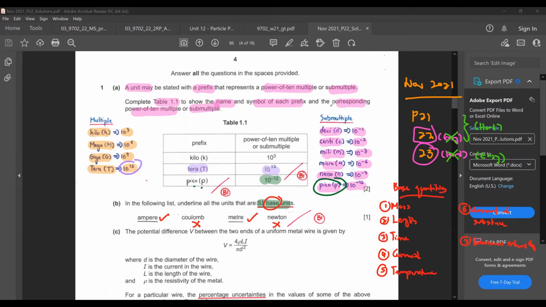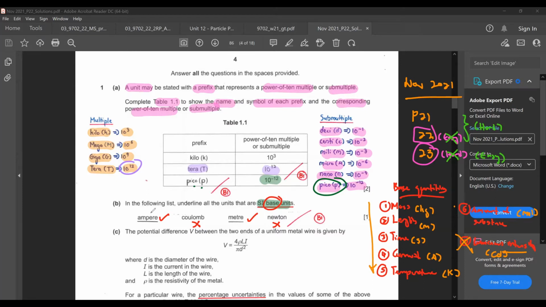So all these are your base quantities, but when it comes to the units, mass is kg, length is meter, time is second, current is ampere, temperature is Kelvin, amount of substance is mole, luminous intensity is candela. Now for the 7th one, luminous intensity, this one is not really in your syllabus. We don't normally test you on that. You're really supposed to know up to the 6th one over here.